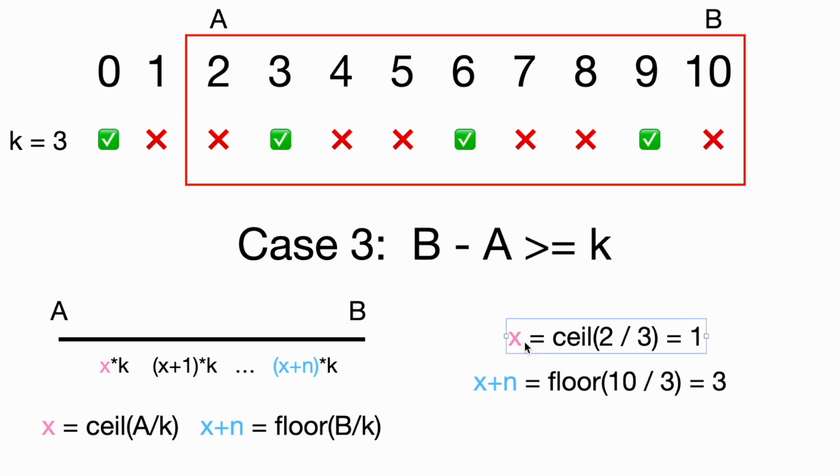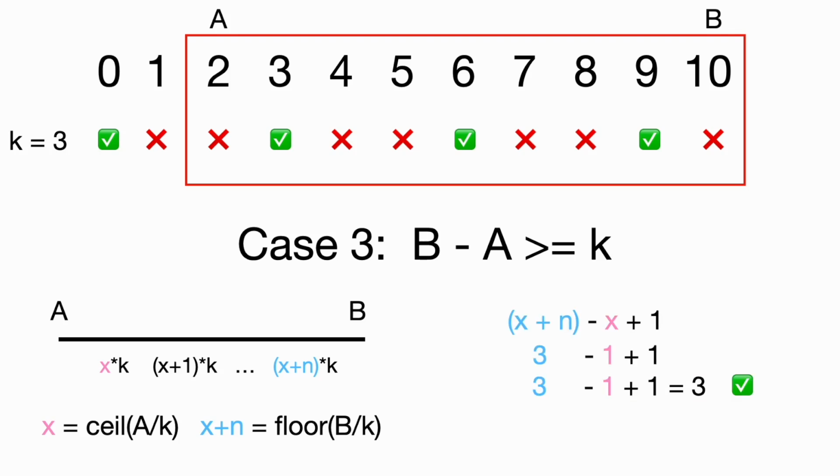So first we're going to have to calculate x. In this case it's 2 divided by 3, we'll ceil that and it's 1. And x plus n will be 10 divided by 3, which is 3 because we're going to floor that. So that's actually 3.3. So here what we'll have to do is use this formula here. So we're going to subtract x from x plus n, and we're going to have to add 1, and this is important because in this case, as you can see, x plus n is 3, right? Because we have 1, 2, and 3 elements here, and x represents this one.